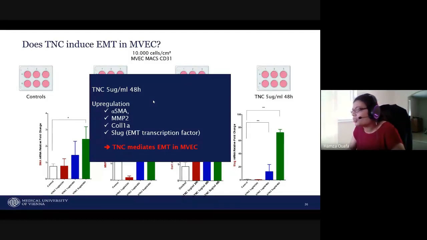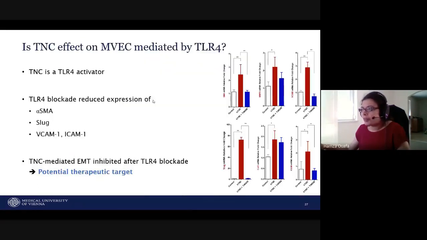So these results were pointing towards a mediated EMT by Tenascin-C in the MVEX. It was nice. Yeah, Tenascin-C induces EMT in MVEX, but how? We already talked a little bit about TLR4, and we know that Tenascin-C is actually an endogenous TLR4 activator.